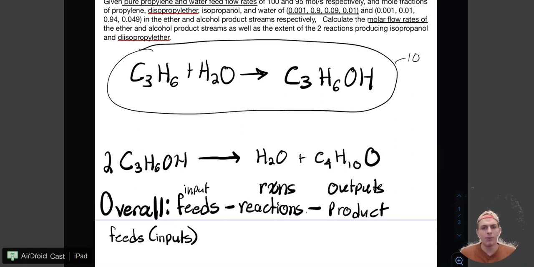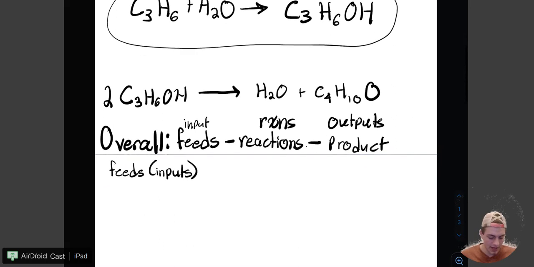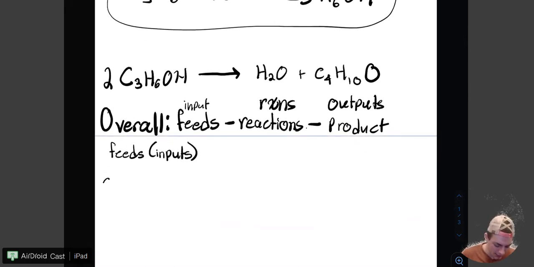So for the feeds, we just need to talk about what are our 2 inputs. So we have our alkene, our propylene, and we have our water. Now, adding those 2 feeds together with their mole fractions correspondingly will give us the total amount of percentages of the different components flowing into the system. However, that's not particularly useful to us.